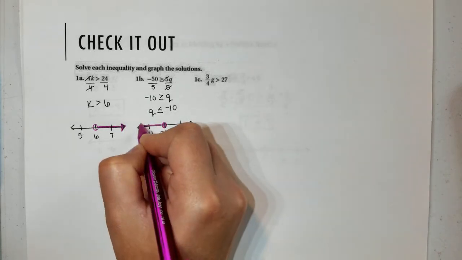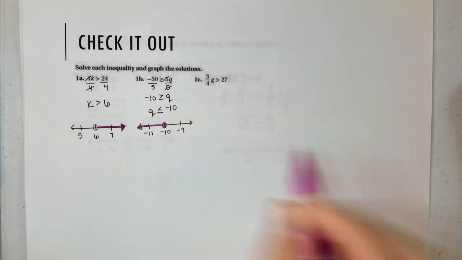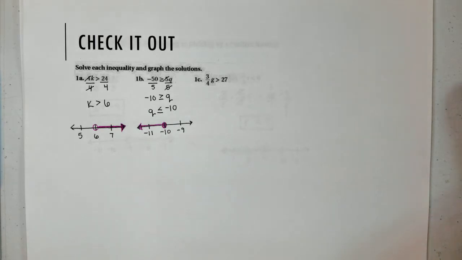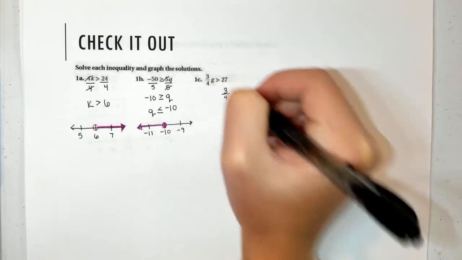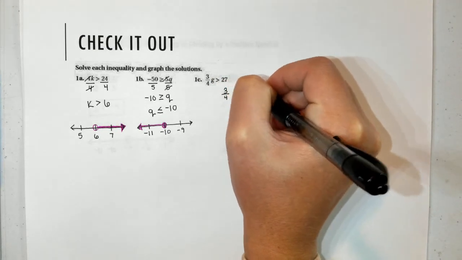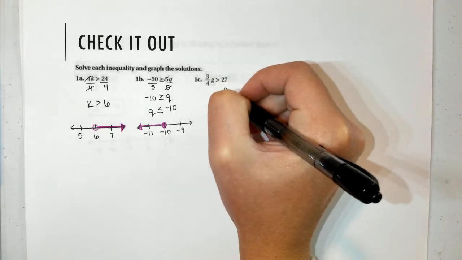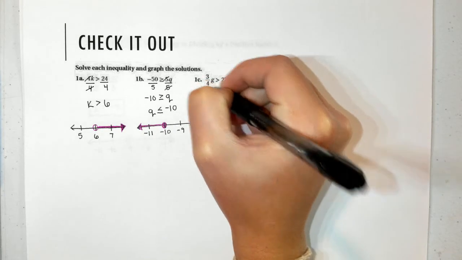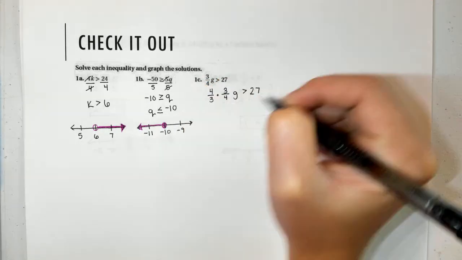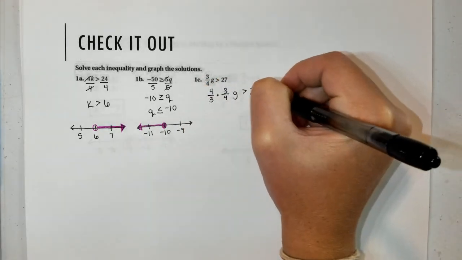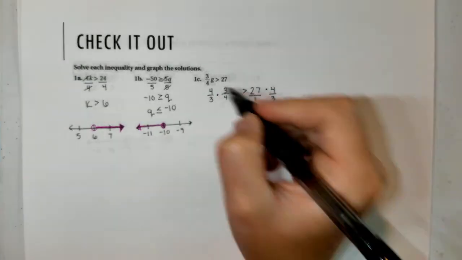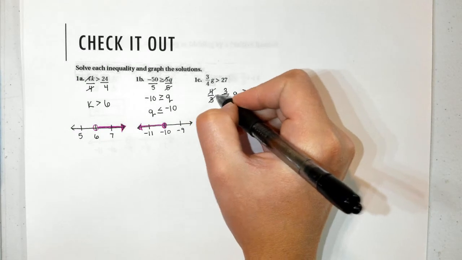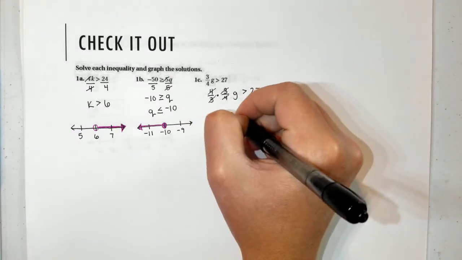And then I draw my arrow. For C, I have 3/4 G is greater than 27. So to make 3/4 1, I'm going to multiply by the reciprocal, so 4 over 3, and I do the same thing to the other side. I'm going to put 27 over 1 so I can simplify then. 4 divided by 4 is 1, 3 divided by 3 is 1. So I'm left with G.